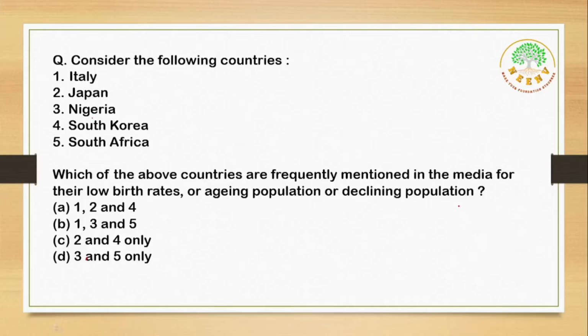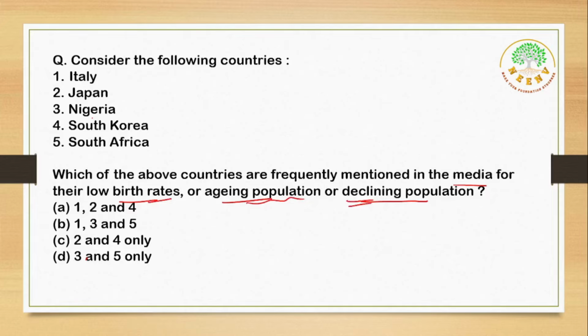Let's start the discussion. Consider the following countries: Italy, Japan, Nigeria, South Korea, and South Africa. Which of the above countries are frequently mentioned in the media for lower birth rates, for the aging population, or declining population? So we need to identify the countries which are mentioned in the news frequently for aging population, lower birth rates, or declining population.